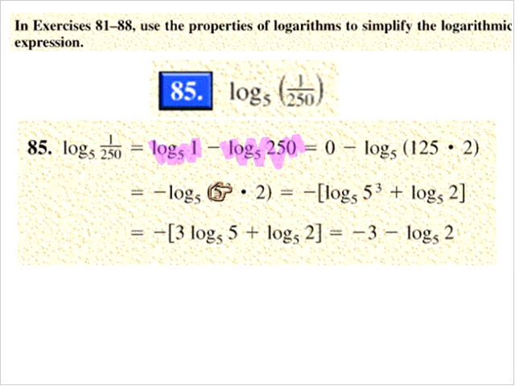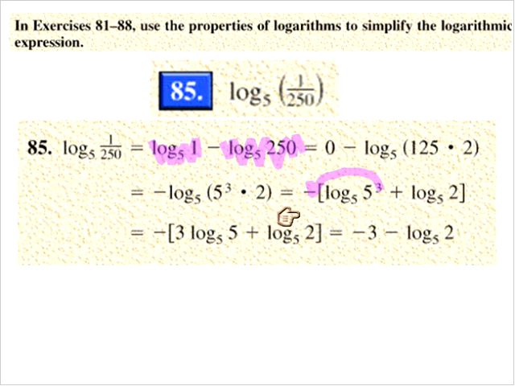I now can separate this. Multiplication is separated with a plus sign. And I have log base 5 of 5 cubed, which is just 3. Right? Because you can bring the 3 out front. And log base 5 of 5 simplifies to 1. And that's what's shown right here.